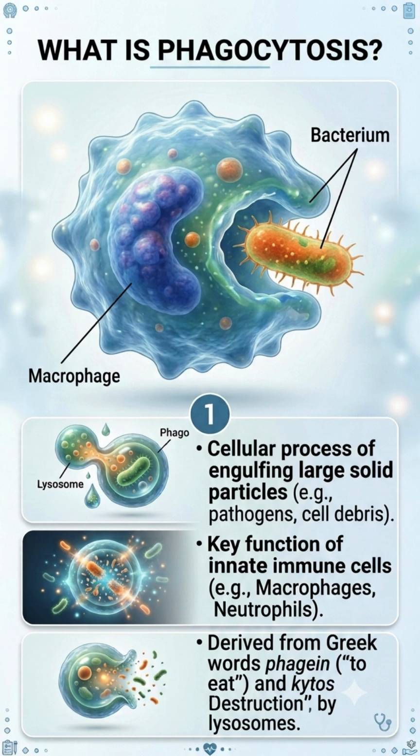The name itself gives away its job. It's derived from the Greek words phagein, meaning to eat, and kytos. Once the target is trapped inside a phagosome, it fuses with a lysosome, leading to the destruction of the invader by powerful enzymes. It is literally our cells eating away threats to keep us healthy.